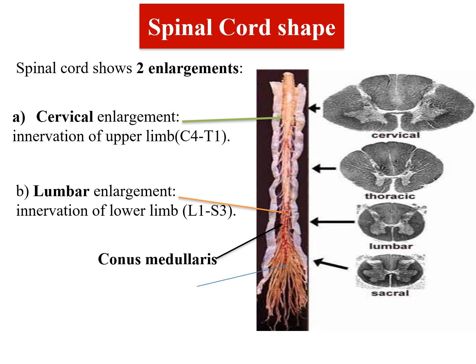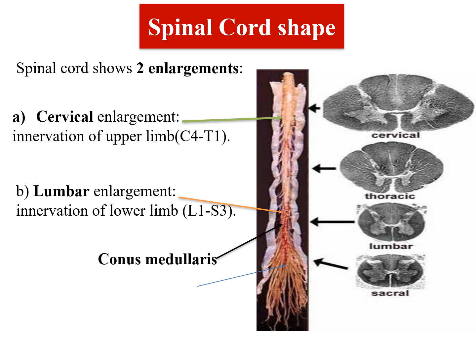What about the shape of the spinal cord? The spinal cord shows two enlargements. If you see the spinal cord in a fresh state or in a cadaver, you can notice that it has two enlargements. The first enlargement, present above, is the cervical enlargement, and its function is to innervate the upper limb. Its extension is from the 4th cervical segment till the 1st thoracic segment, so it extends from C4 till T1.